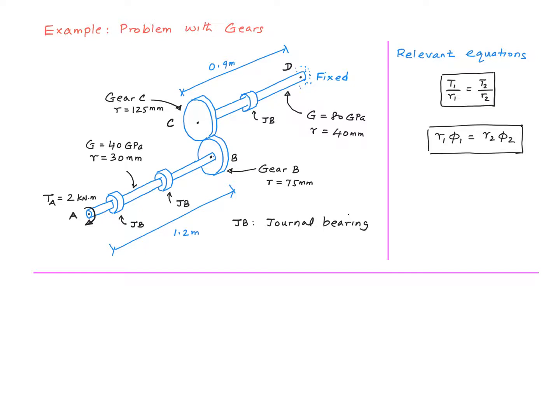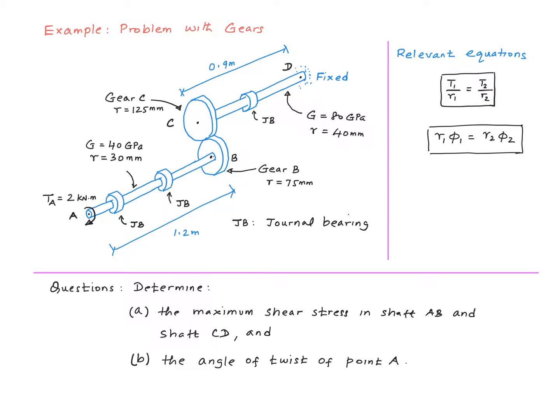This shaft is fixed at point D, but there is going to be angular twist all over the place. Point A is going to twist, point B is going to twist, point C is going to twist. The only point that's not going to twist is point D because it's fixed. You can see the exact locations of these journal bearings are immaterial because they don't really interfere with the mechanics here. The mechanics is simple rotations of the shafts, right?